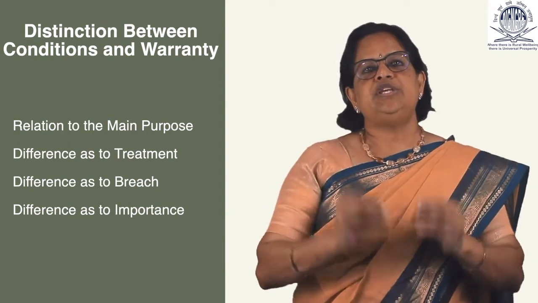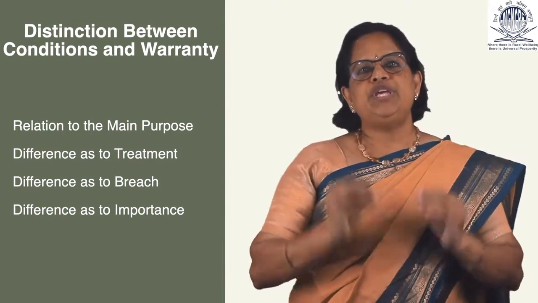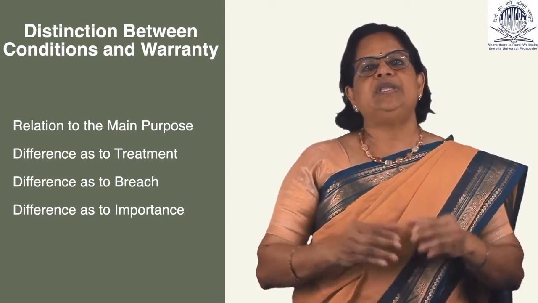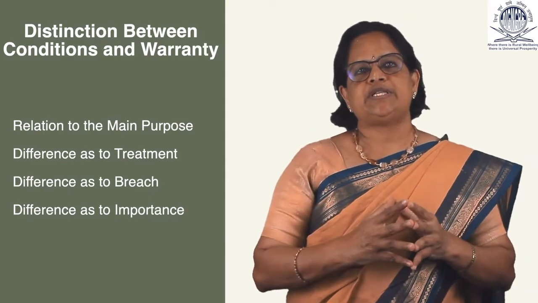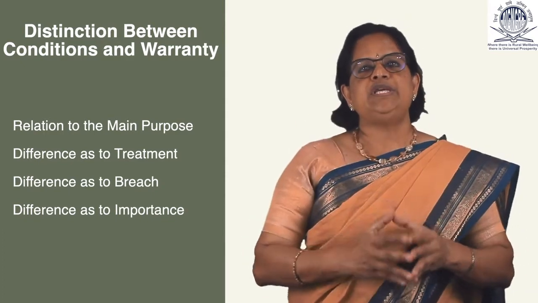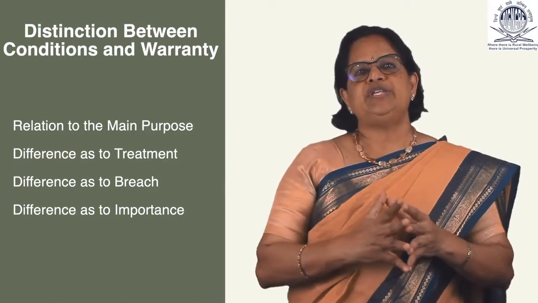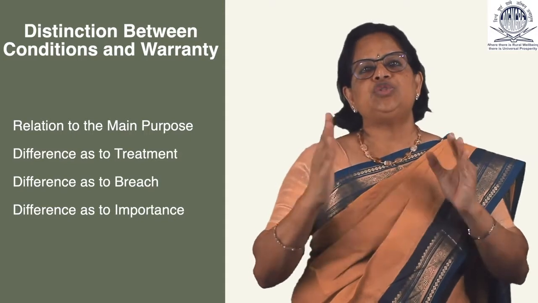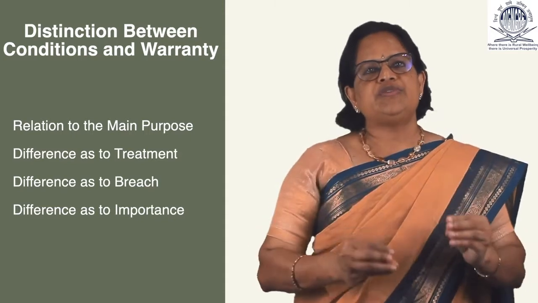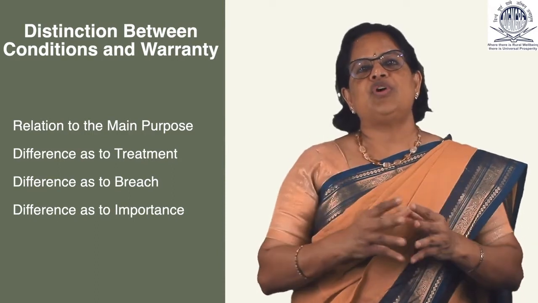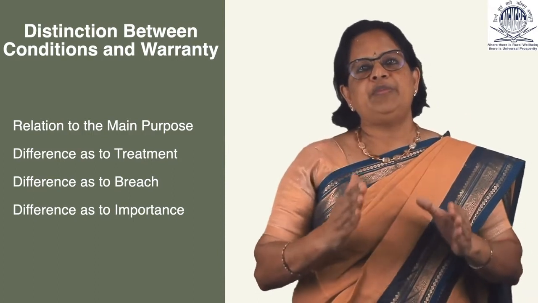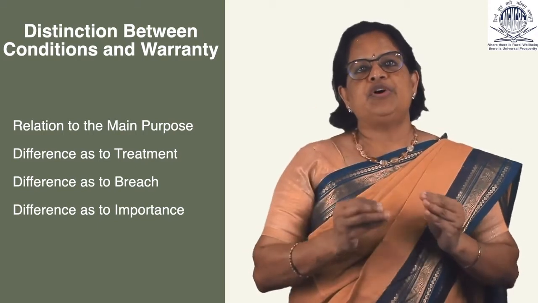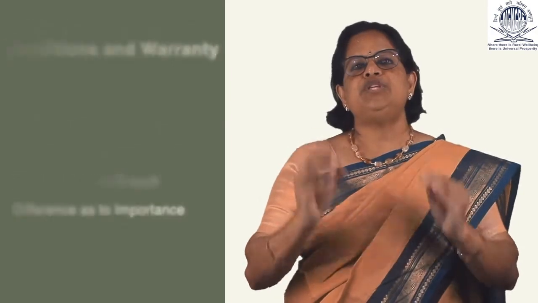The third distinction is based on difference as to breach of condition or warranty. If there is breach of condition, the aggrieved party can cancel the contract. But for breach of warranty, the aggrieved party can claim only damages. The last distinction is based on difference as to treatment. A breach of condition can be treated as breach of warranty, provided the aggrieved party is content with the damages only. But a breach of warranty cannot be considered as a breach of condition.